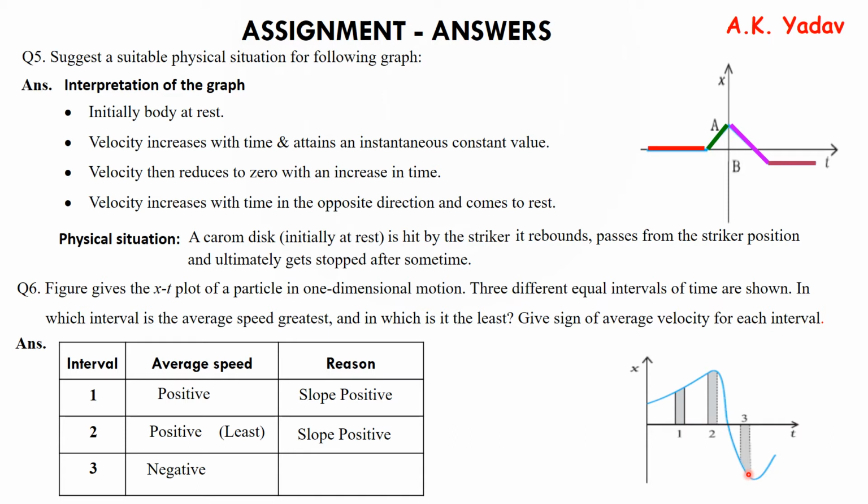In this, the average velocity is negative because the slope is negative. But here the average speed is greatest irrespective of the negative sign. The negative sign only shows the opposite direction. If I find the slope or the magnitude, it will be highest in this. That's why I will say the average speed is greatest in the third part.